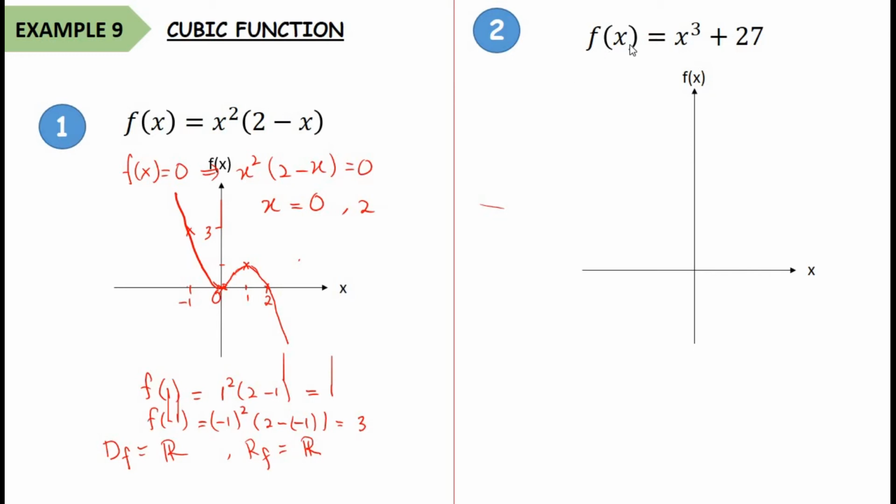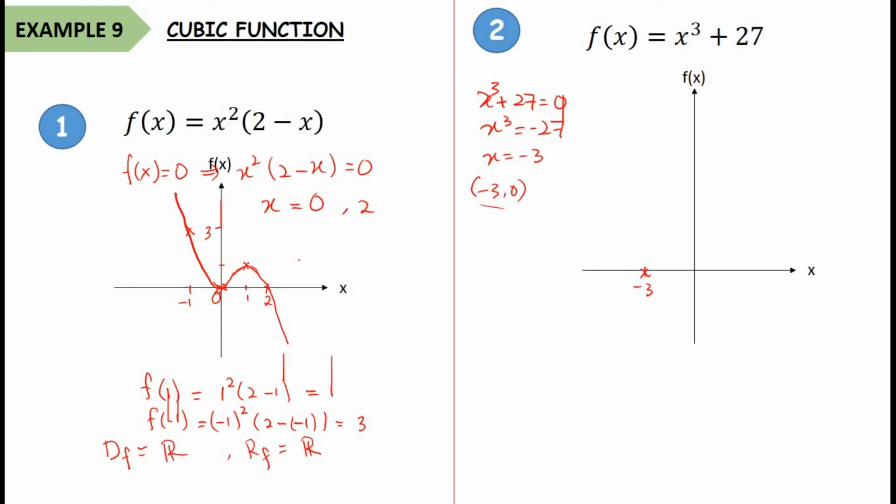If you get this kind of function, f(x) equal to x cubed plus 27, how can you sketch the graph? Actually you do the same as number 1. You have to find the x-intercept when f(x) is equal to 0, and then you find a few more points, and then you just connect all the points to get the graph. Okay, let's do it together. If you substitute f(x) is equal to 0, then you get x cubed plus 27 equal to 0. So you get x is equal to negative 3. So now you have (negative 3, 0) as your first point. This is the x-intercept.